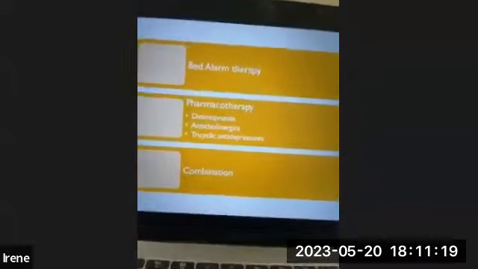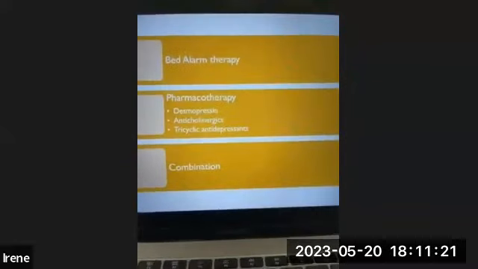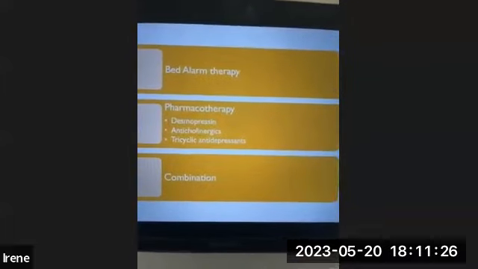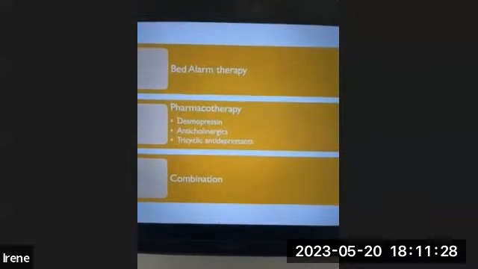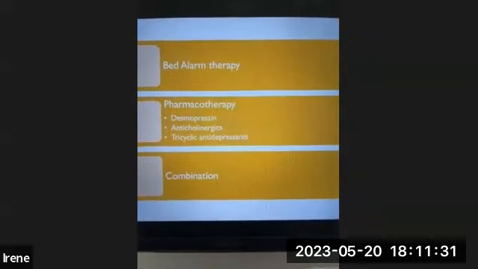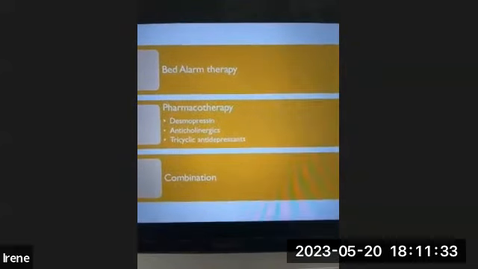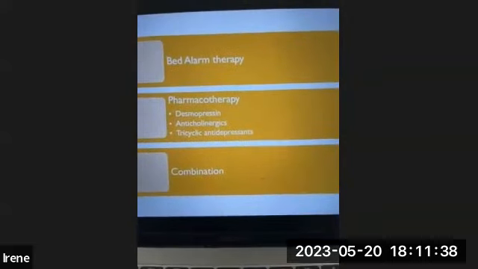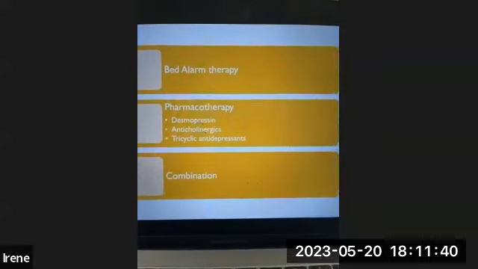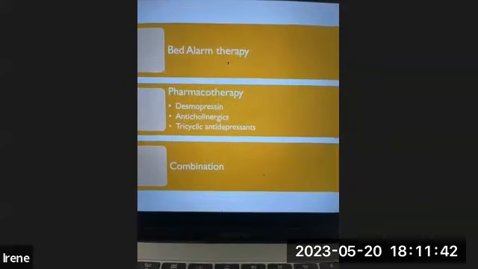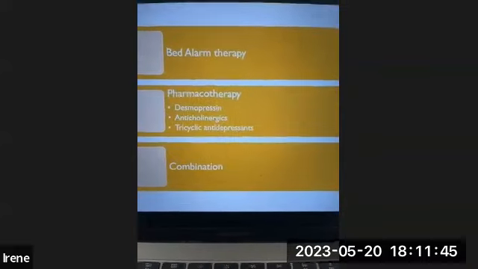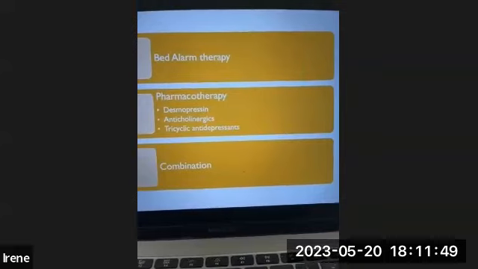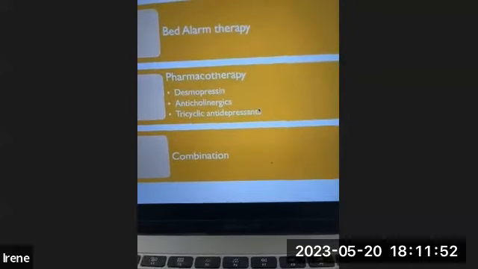So one is the use of bed alarm therapy. Bed alarm therapy is the gold standard for management of children who wet. That is what has been tried and tested and has been known to have a remission period, or a period where children remain dry for a long time, as compared to even the drugs. So bed alarm is important because it keeps children from wetting for a longer period of time, even compared to the medication.